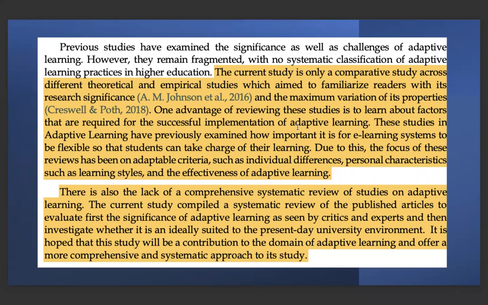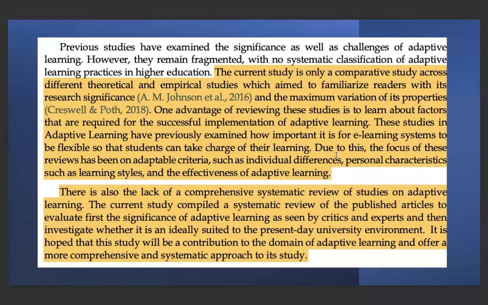One advantage of reviewing these studies is to learn about the factors that are required for the successful implementation of adaptive learning. These studies in adaptive learning have previously examined how important it is for an e-learning system to be flexible so that students can take charge of their learning. Due to this, the focus of these reviews has been on adaptable criteria such as individual differences, personal characteristics such as learning style, and the effectiveness of adaptive learning.